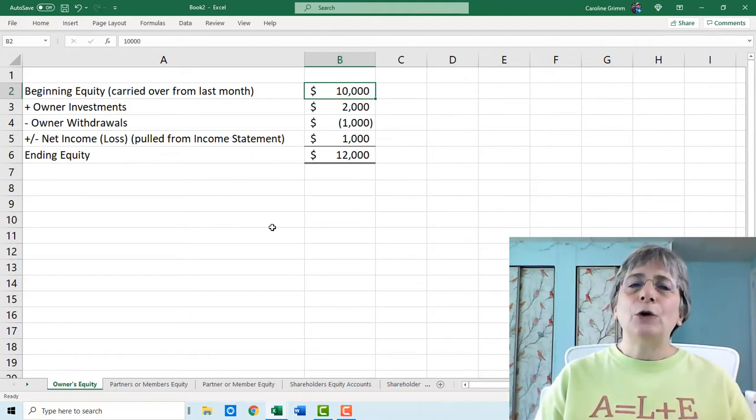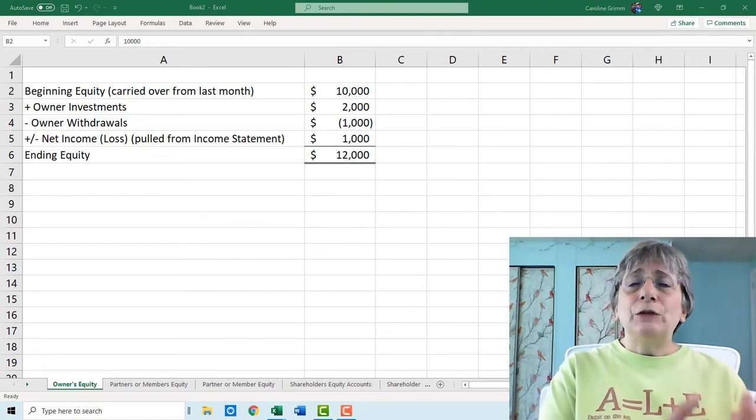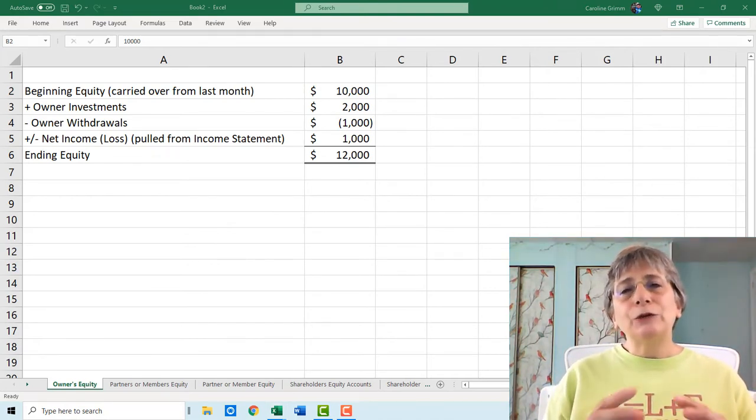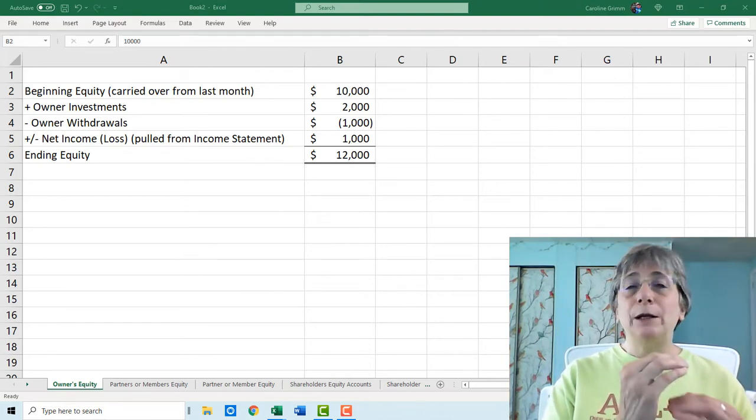So we have a total change in equity of $2,000. $2,000 in, $1,000 out, another $1,000 in from the net income. So that gives us an ending equity balance of $12,000. Now, when the Statement of Owner's Equity pulls into the balance sheet, what you will see is a summary of what happened with the equity during whatever period of time we're looking at. And what we're measuring is how has equity changed.